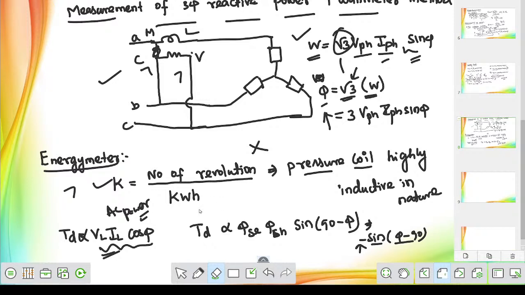Next, we will also remember another torque, called braking torque. What you have to remember is that braking torque is directly proportional to the speed of the disc. As the speed increases, braking torque also increases. As the speed decreases, braking torque also decreases, since they are always directly proportional to each other.